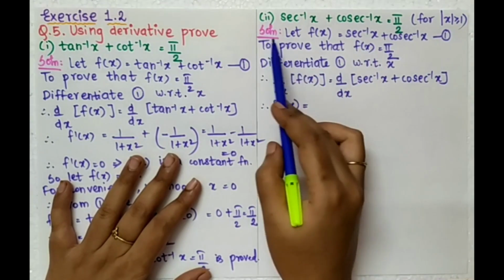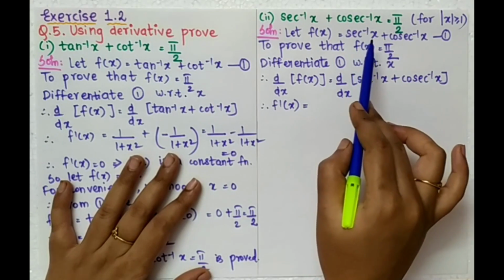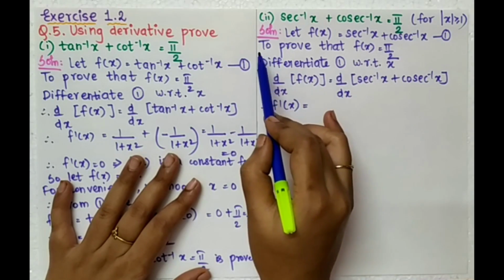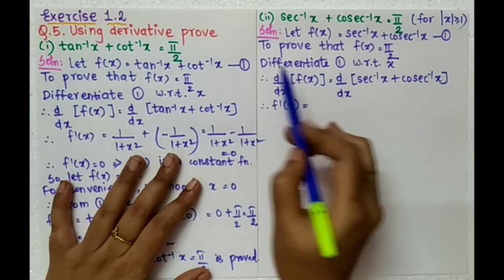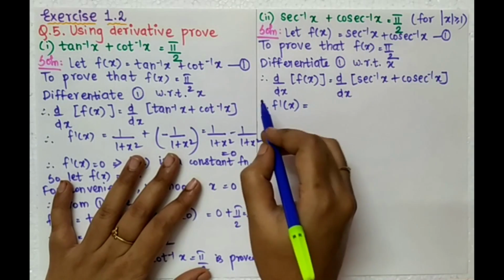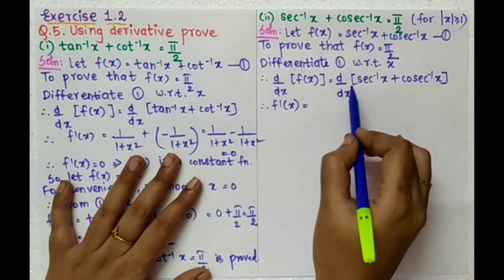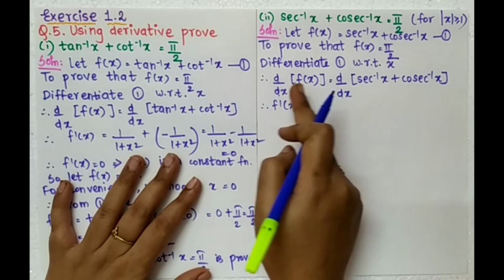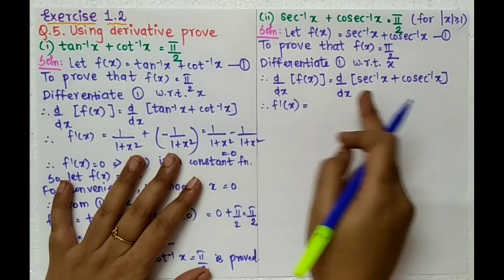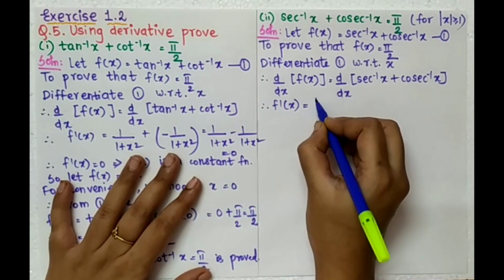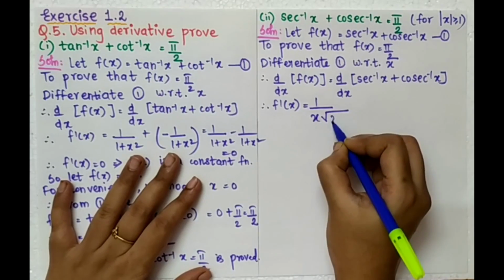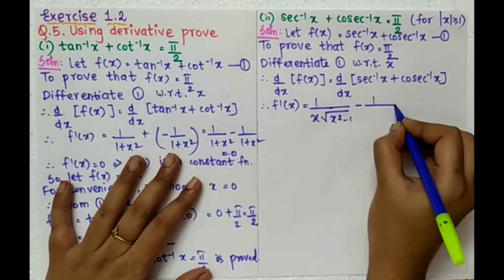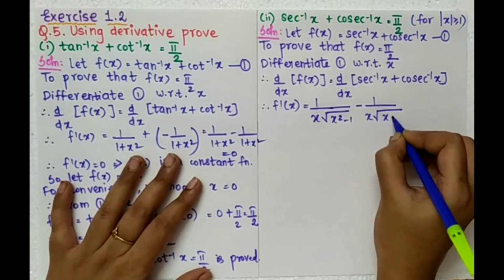Step number 1 is easy. We let f of x equal to sec inverse x plus cosec inverse x. This is your equation number 1. In the next step, to prove that f of x equals pi by 2, we differentiate 1 with respect to x. So we get d by dx of f of x equal to d by dx of sec inverse x plus cosec inverse x. The derivative of f of x is f dash x, the derivative of sec inverse x is 1 upon x root of x square minus 1, and the derivative of cosec inverse x is minus 1 upon x root of x square minus 1.